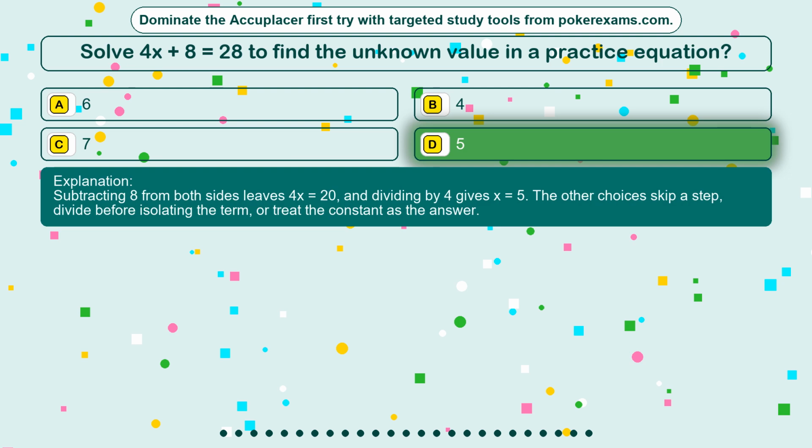Subtracting 8 from both sides leaves 4x equals 20, and dividing by 4 gives x equals 5. The other choices skip a step, divide before isolating the term, or treat the constant as the answer.